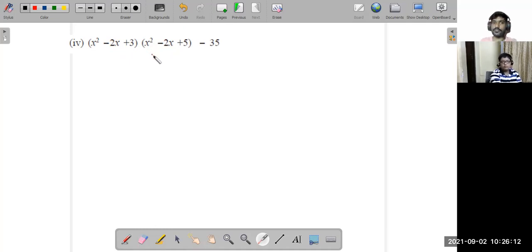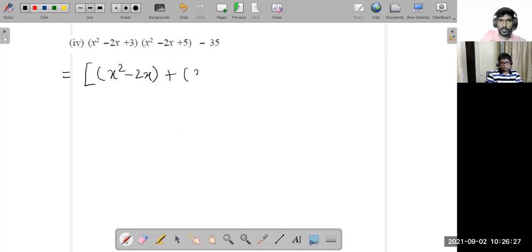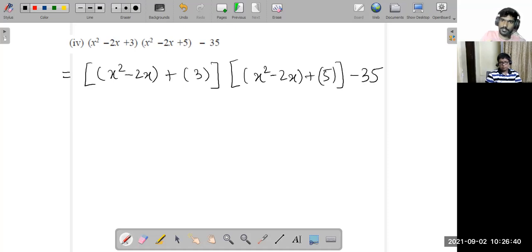Yes, sir. So what you do here is first, we'll do some separation. Just separation, and we do separation by the bracket. So first we'll separate x square minus 2x in one bracket, plus 3 we'll put in another bracket. Same thing we'll do for the other one. X square minus 2x and plus 5 in the other bracket. And this minus 35. Do you understand this?